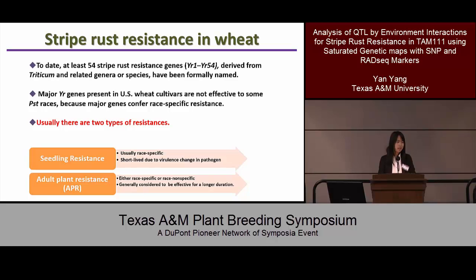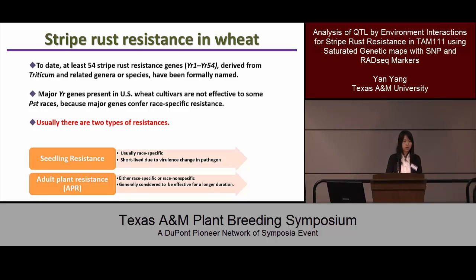Right now, we think that genetic resistance is the most effective way for rust resistance management because it's the most environmentally friendly. To date, at least 54 resistance genes have been found from Triticum species and other related species. But most of these resistance genes are not very effective against some PST pathogen races because these resistance genes mostly confer race-specific resistance.